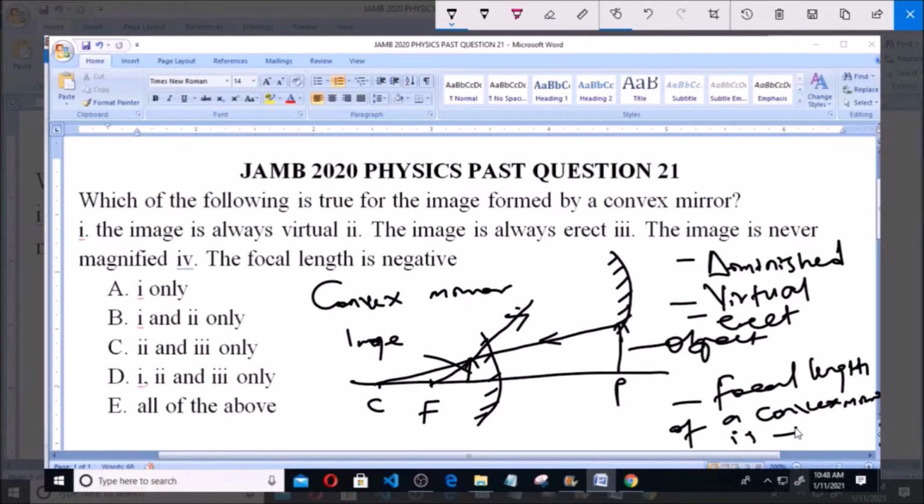So it has a negative focal length. Now, looking at the statements given to us, the first statement says that the image is always virtual, and that is correct. We've established it because what? It cannot be caught on the screen. It is formed behind the mirror. The image is erect, yes, just like we've seen.